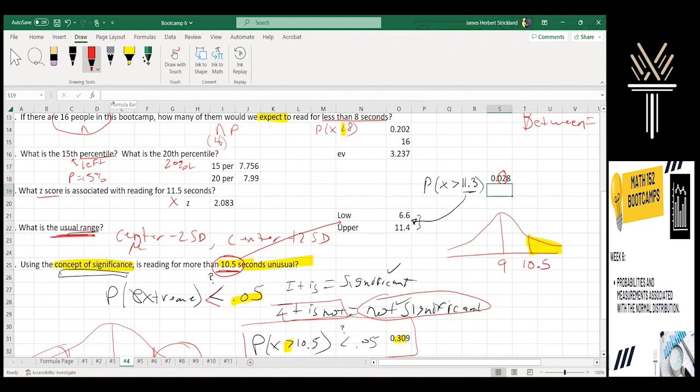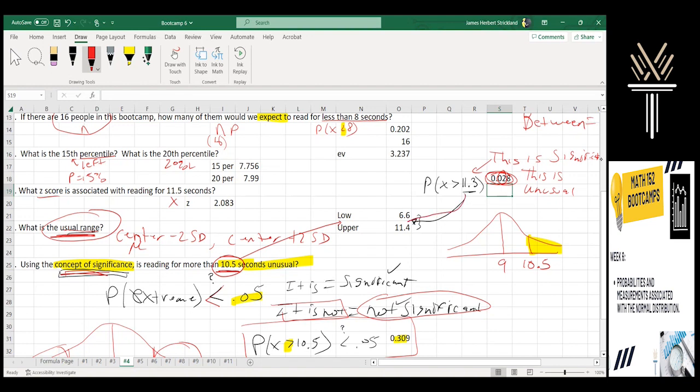So I meant too small. So that means that this is significant. It's less than 0.05. So by the concept of significance, I would say this is unusual because the probability is so small. It's so unlikely to see that extreme of a value that we would call it unusual, even though by the usual range, it's perfectly fine.